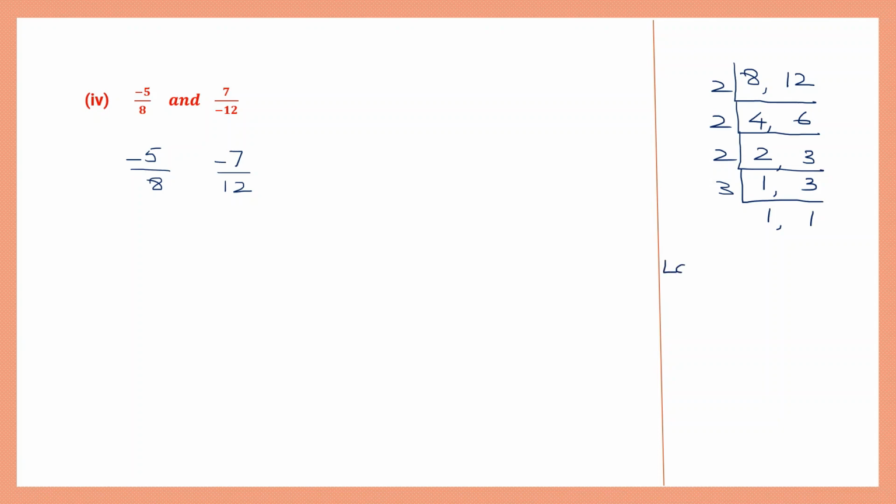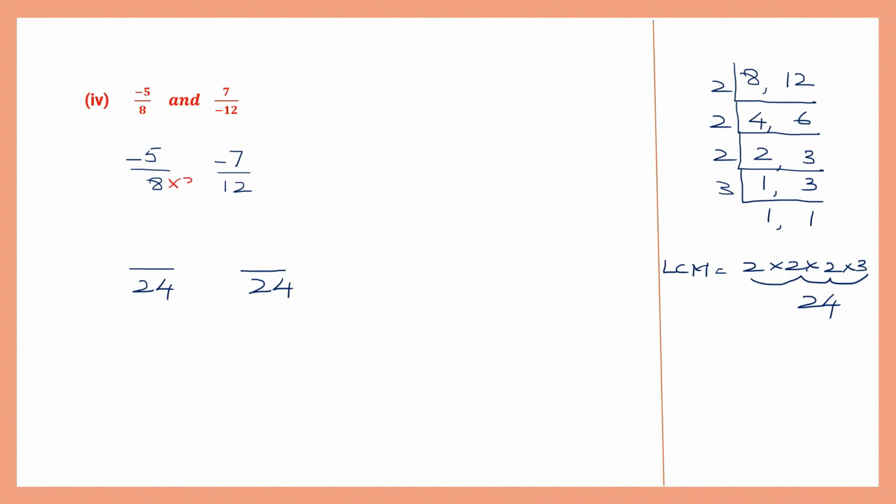Now let's find the LCM. So we're going to multiply all the 2's. 2 into 2 into 2 and 3. So 2 twos are 4. 4 twos are 8. 8 threes are 24. So the denominators have now become 24. So the first rational number, the denominator is 24. The second one also, the denominator is 24. Now let's get our numerator.